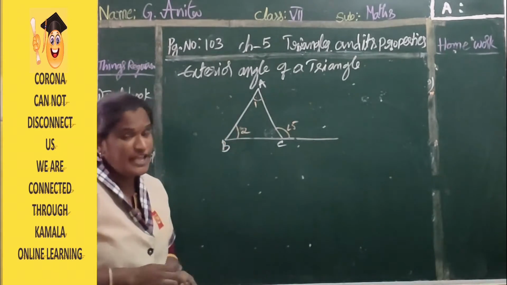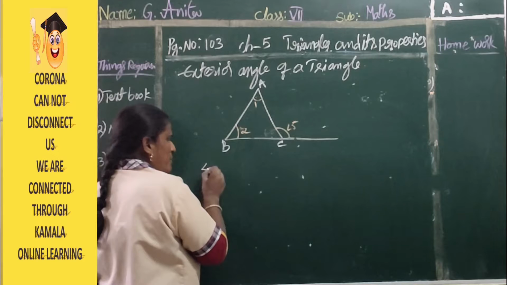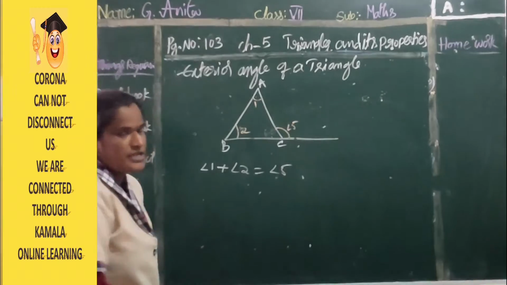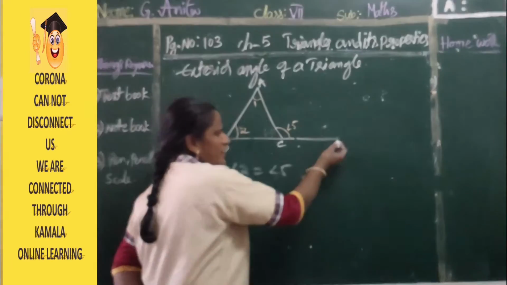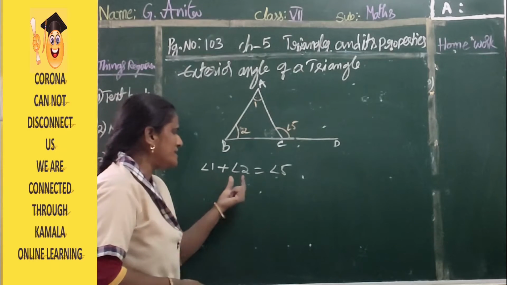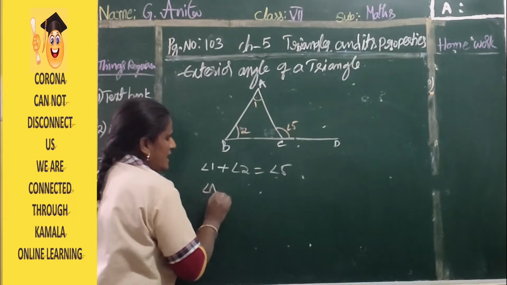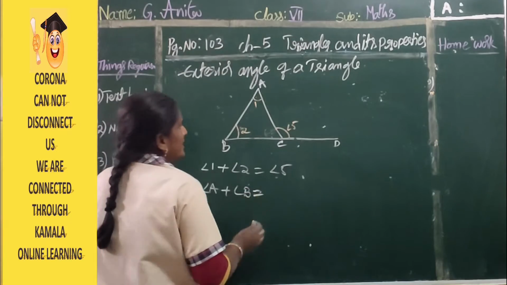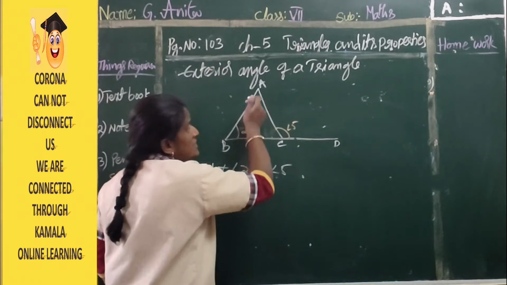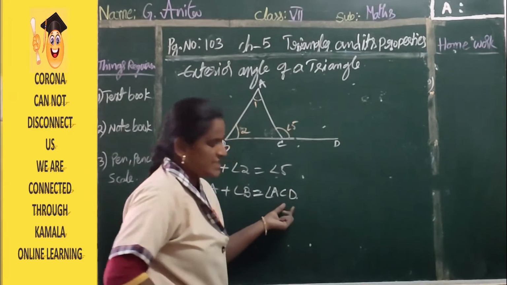So now we want that only. Okay, exterior angle property is angle 1 plus angle 2 is equal to angle 5. Yes or not? It should be equal to angle 5. It may be extended to the end point, that is D. So angle 1 plus angle 2 is equal to angle 5. So clear, children? So this can be written as angle A plus angle B is equal to angle ACD. Don't write directly angle C. Angle C is divided. So angle ACD is called the exterior angle.